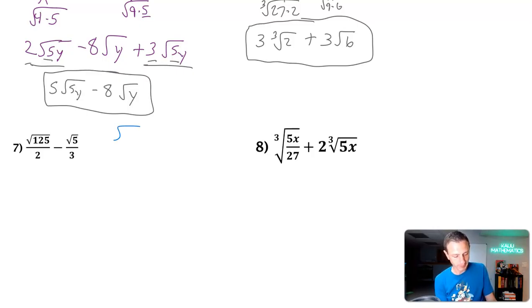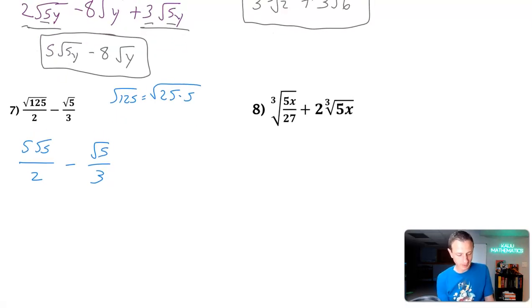Square root of 125. Let's take care of that. 125 divided by 25 is 5. 25 is a perfect square. So that's 25 times 5. Square root of 25 is 5. So I'll have 5 square root of 5 all over 2 minus the square root of 5 over 3.